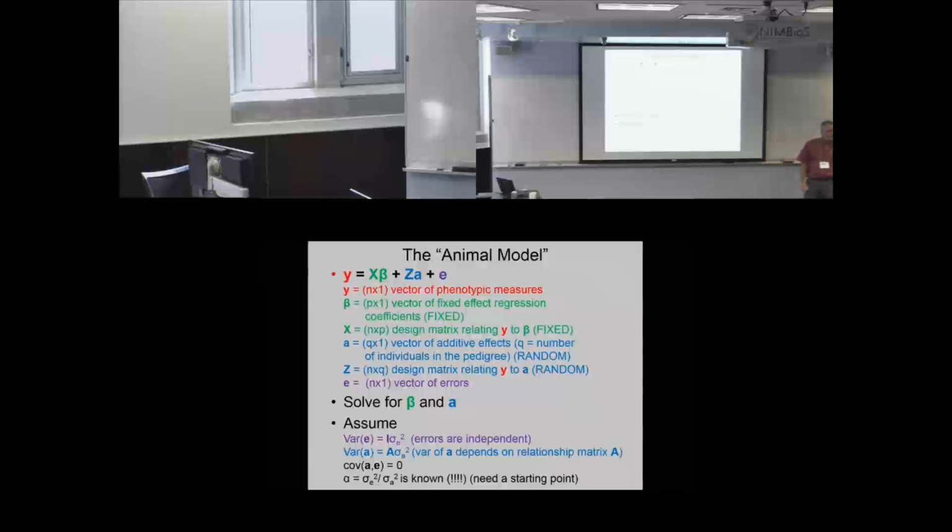Yeah? But that's also assuming that there's no sort of family level error, that the errors in families. Right. You also have to assume that the covariance between A and E is 0. So what we're saying with this term and this term is that the error is independent of family effects, and it's independent among individuals. So that is an assumption that we're making here.